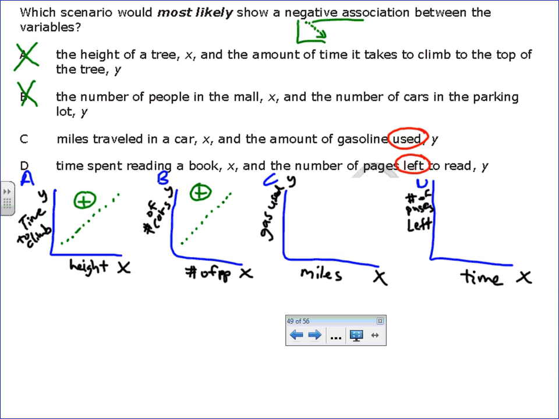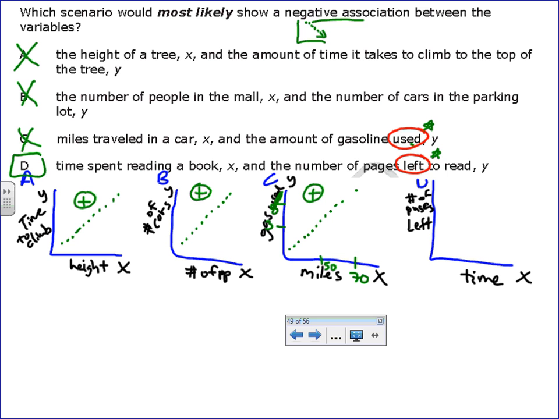Now between C and D. The tricky part here is the wording. You have to read really carefully. The miles traveled in the car, X, okay, and the amount of gasoline used. Well, the more miles that you go, the more gasoline you're going to have used. If it said the amount of gasoline left, then that would be a negative thing, but it said used. So if I drive 50 miles, I'm going to use maybe 3 gallons of gas. If I drive 70 miles, maybe I'm going to use 8 gallons of gas. Okay, that is a positive association. So C's out.